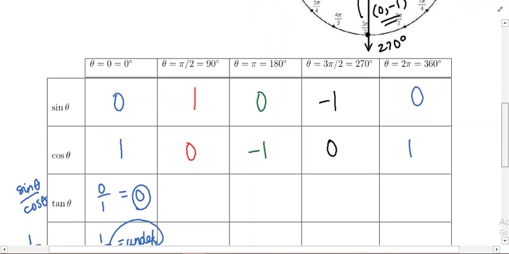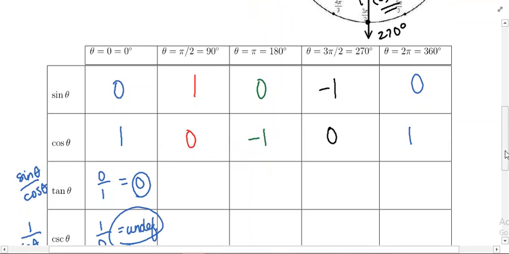And like I said, I will fill out the rest of this chart and post it to D2L.